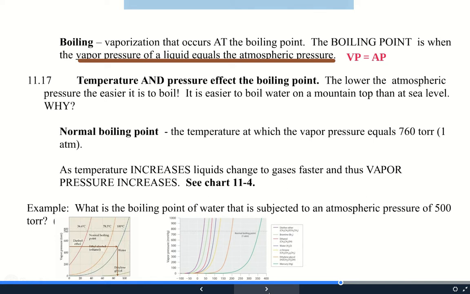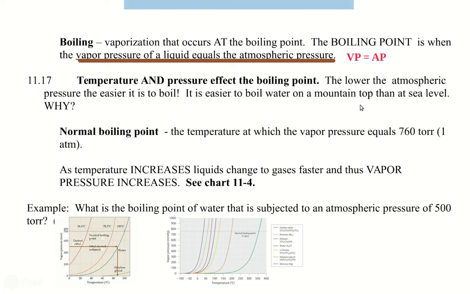Temperature and pressure affect boiling point. The lower the atmospheric pressure, the easier it is to boil. It is easier to boil water on top of a mountain than at sea level because, well, think about it. To boil, the atmospheric pressure has to equal the vapor pressure. The pressure of the atmosphere pushing down on you has to equal the pressure of the vapor coming up out of the liquid pushing up. Well, the higher you are on a mountain, the less air pushing down on you. So it's easier for the vapor going up to push that air away.